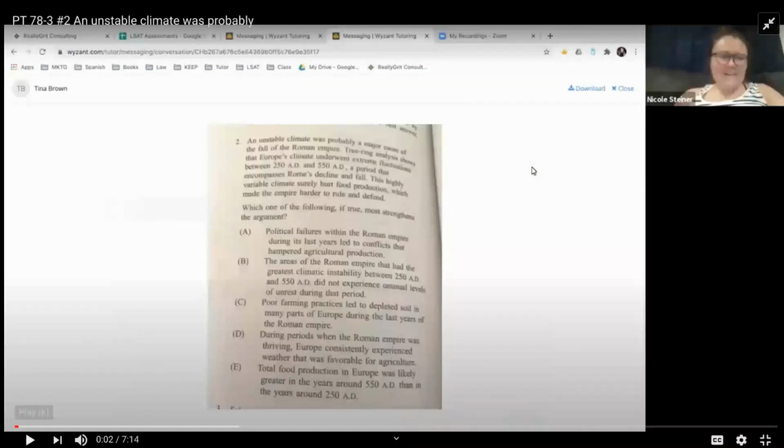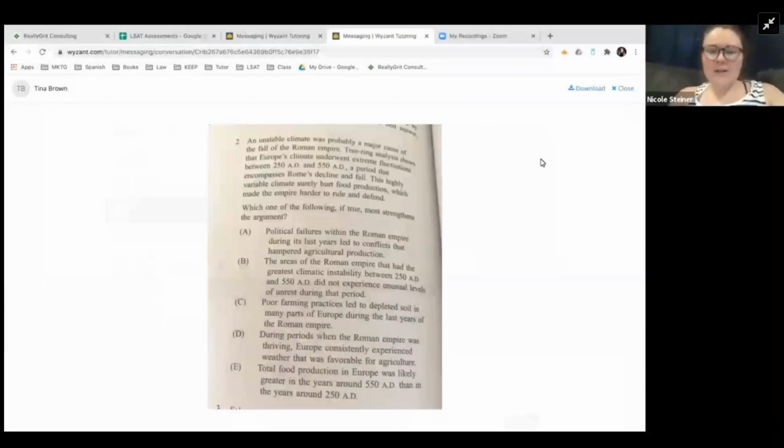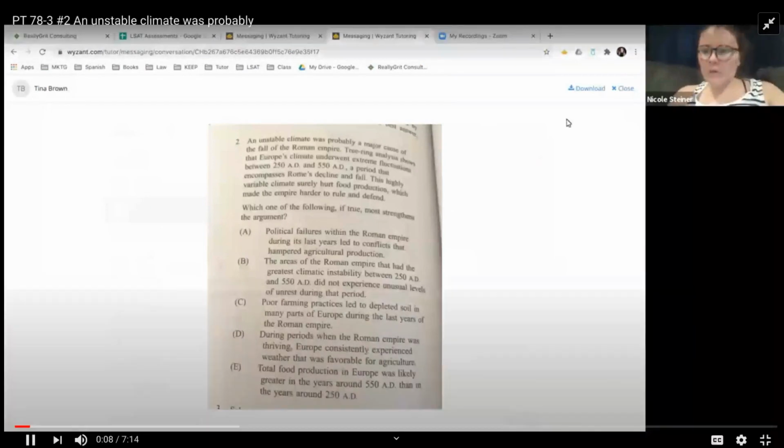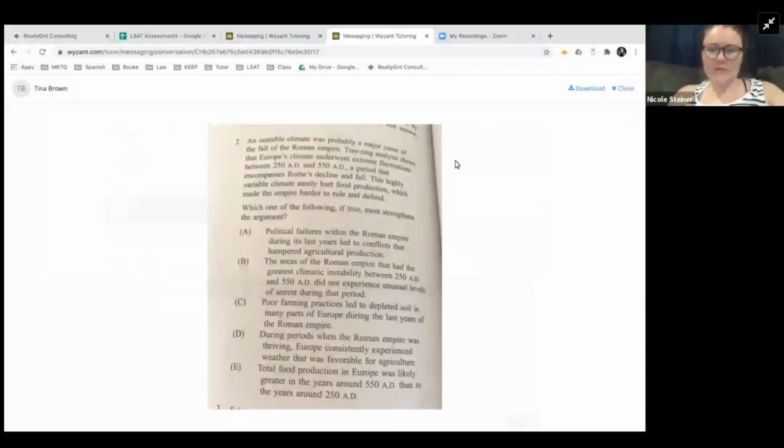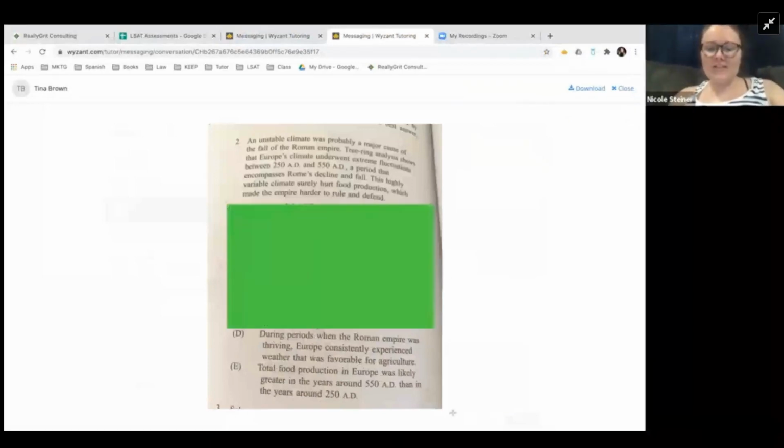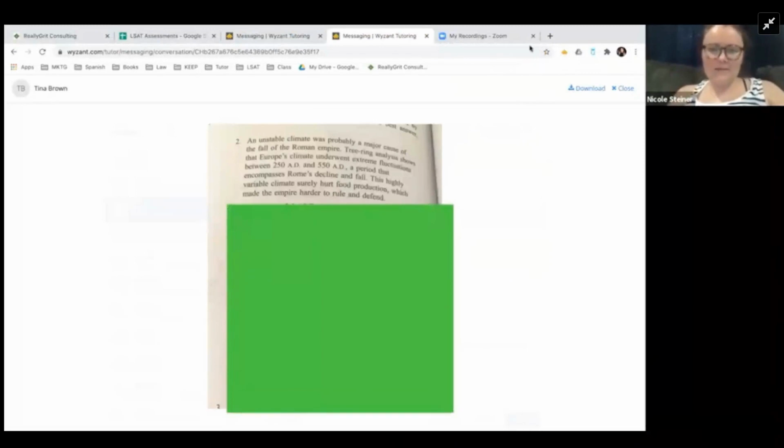So this is the question that we have today. It's a strengthening question, but because we should always read the stimulus first, we're going to cover up the question type so we can ignore that and just dive into this stimulus.